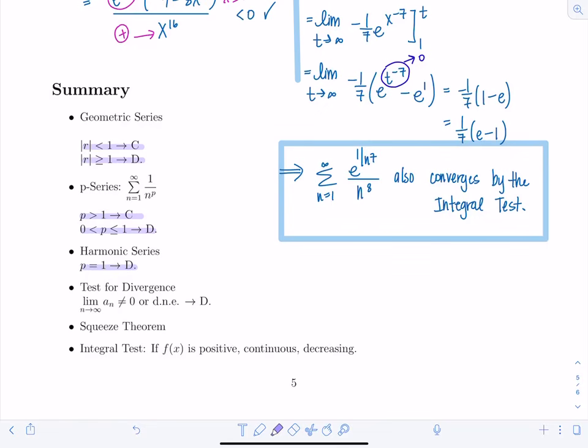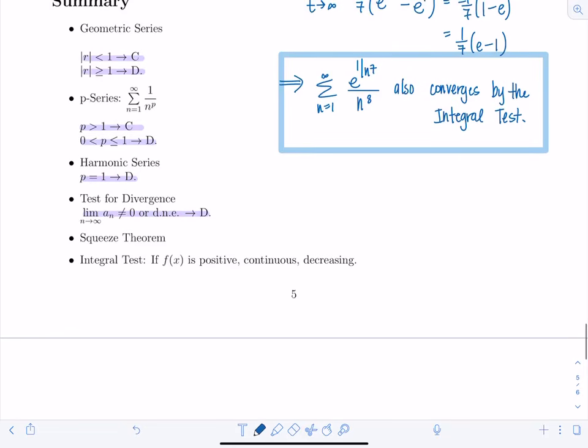The test for divergence, you always need to check if the terms do not go to 0 or if their limit doesn't exist, the series diverges. Okay, an example would be maybe you have the sum n equals 1 to infinity, something like 2n plus 1 over n minus 3, right? This diverges as an infinite series because the limit as n approaches infinity of a sub n. A sub n is just the terms, right? What's the limit of those terms? It equals 2, which is not 0.